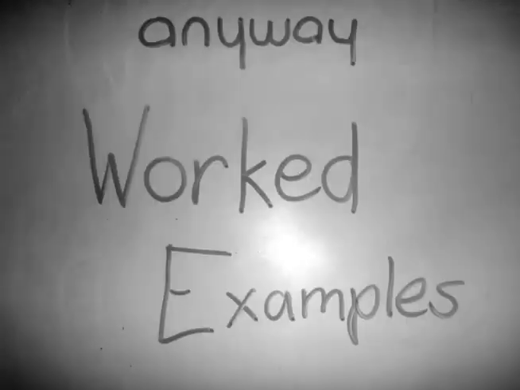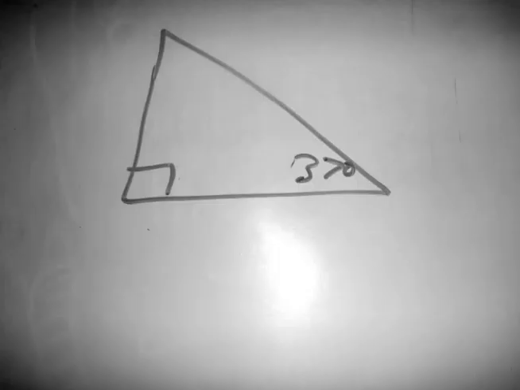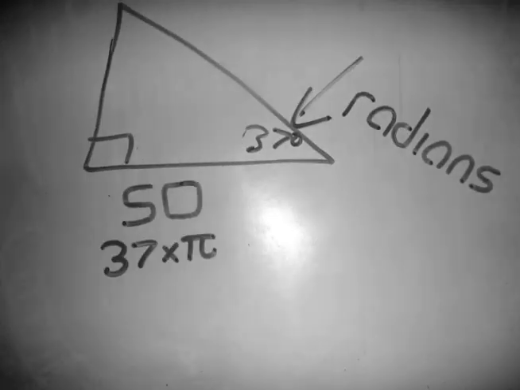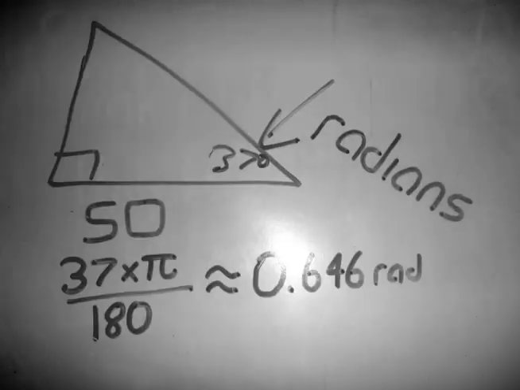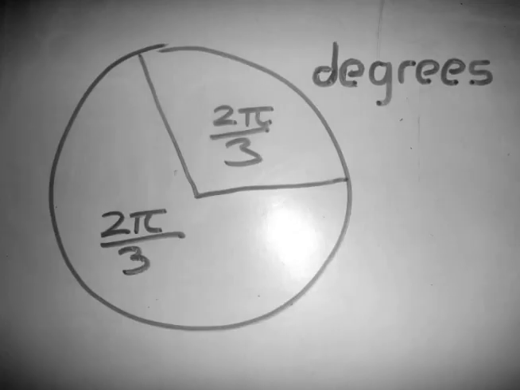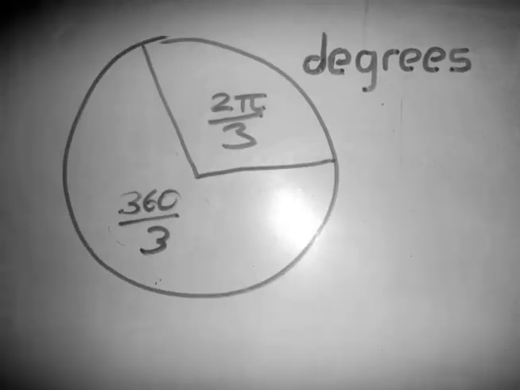Mwahaha. Anyway, worked examples. I think I like this font actually. Say you have an angle that's 37 degrees and you want it in radians. So you do 37 multiplied by pi, divide by 180, and you get 0.646 radians. Or say you have an angle that's 2 pi over 3 radians and you want to get it in degrees. So you get this angle multiplied by 180, divide by pi, the pi's cancel out, and the answer is 120 degrees.